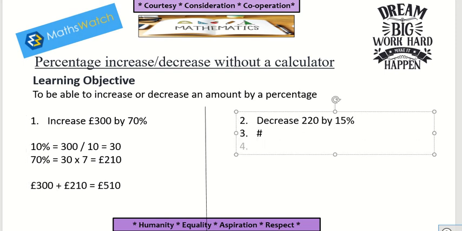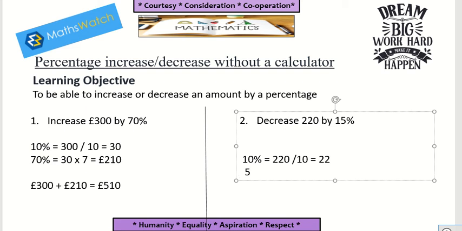So first thing I need to do is find 15% of 220. Now to find 15%, I can find 10% first. So 10% just divide by 10. So 220 divided by 10 gives me 22. Now to find 5%, once I've got 10%, it's really easy, because I say to myself, how do I go from 10 to 5? I just divide by 2. So all I need to do is divide this by 2. 22 divided by 2 equals 11.